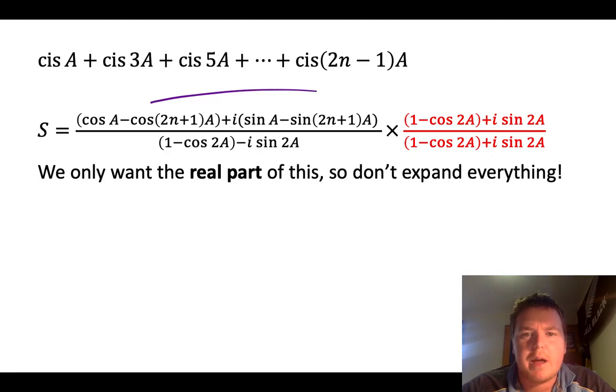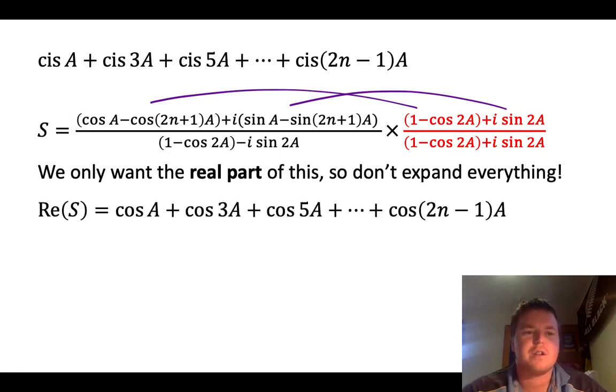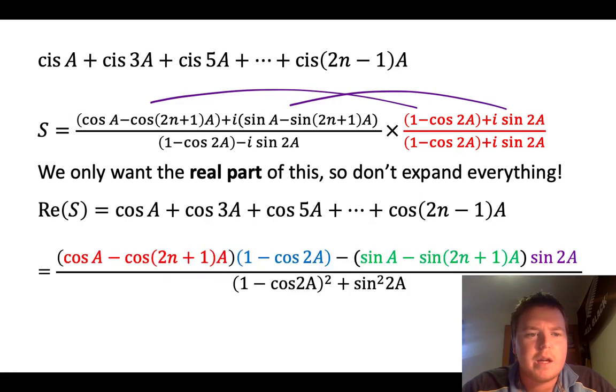So when we expand, actually only expand the stuff that we need, which is a real part times a real part, and then the imaginary part times the imaginary part, which, because i squared is -1, that will give us a real one. And we do need to consider the denominator as well. So the real part of S, that's a notation, Re of S, is equal to this series, which we're trying to prove equals something.